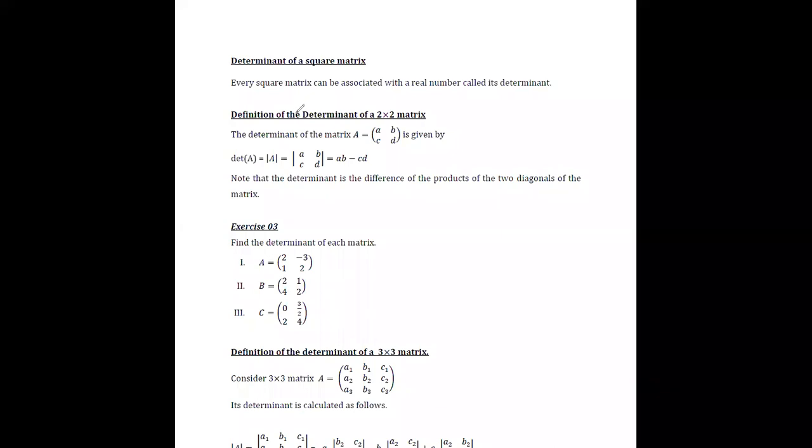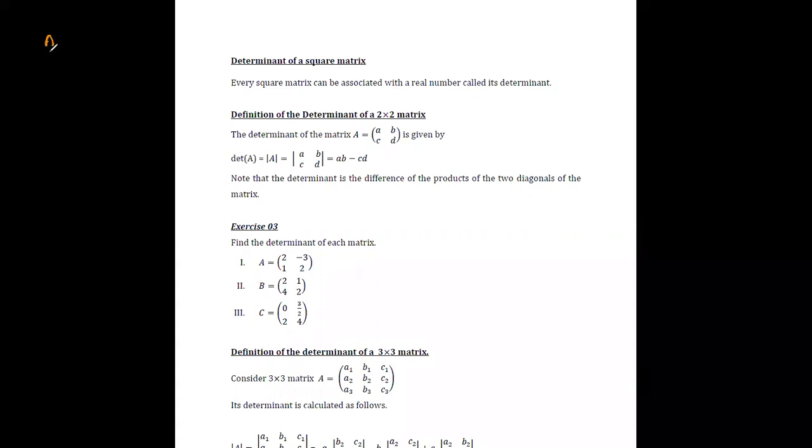For obtaining the determinant of a 2 by 2 matrix, we can use a very simple way to obtain the determinant of a matrix. But prior to obtaining the determinant of a matrix, we will see what is the notation associated with the determinant of a matrix.